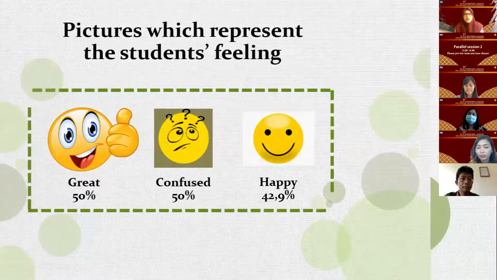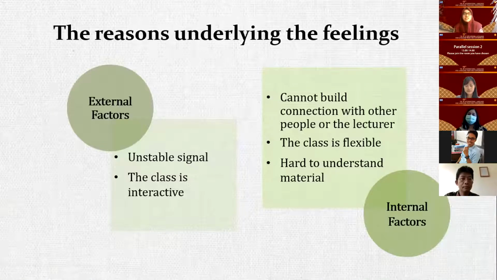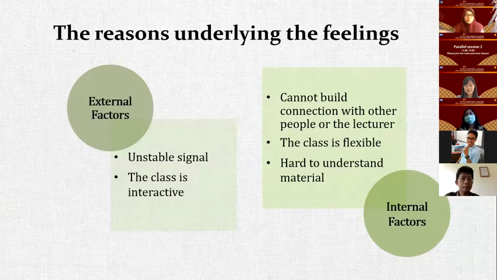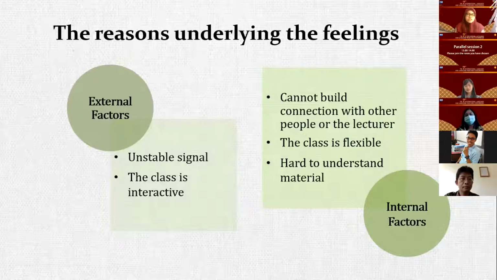The reasons underlying the feelings: we asked them why they picked that emoticon to represent their feeling. Some said they had an unstable signal, so maybe that is why they felt confused. And then they also said that the class is interactive, that's why they feel happy about the class, and they feel the class is great.